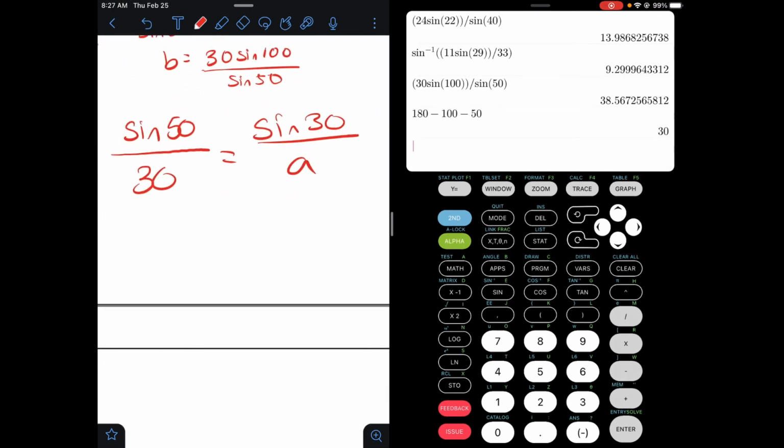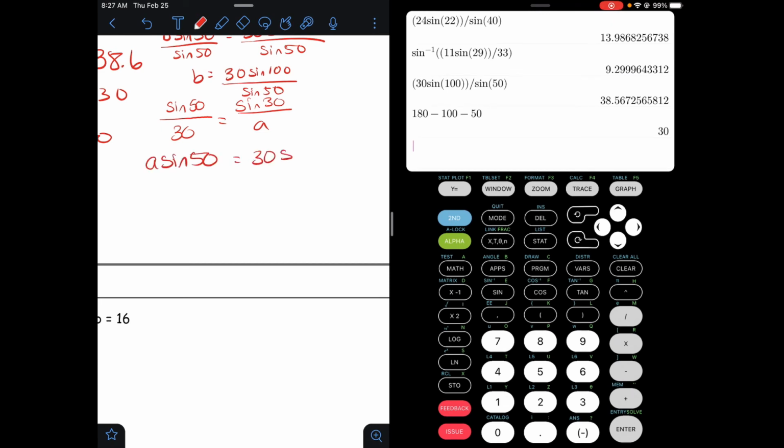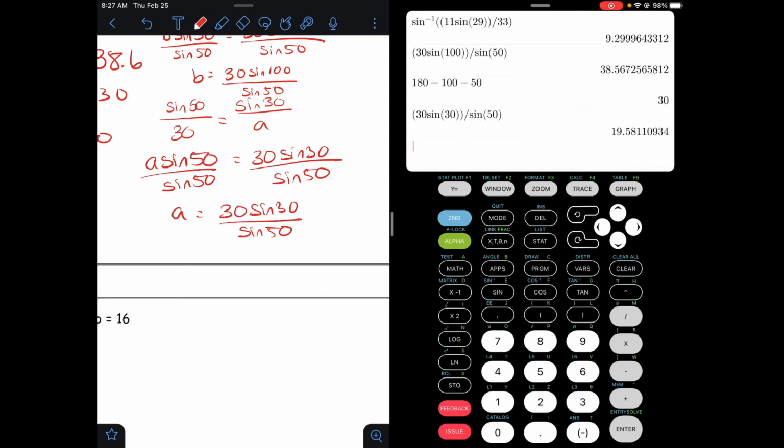All right, so we'll go ahead and cross multiply, and we get A sine of 50 equals 30 sine of 30. Divide by sine 50. And we get A equals 30 sine 30 divided by sine 50. Then we can plug that in. We get 30 sine 30 divided by sine 50, and we get 19.58, which we can round to 19.6.